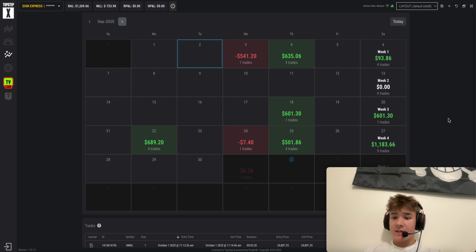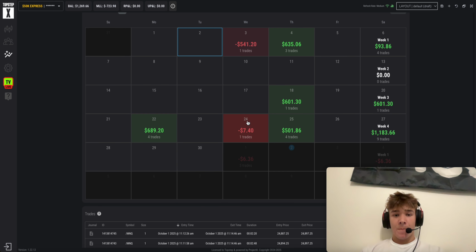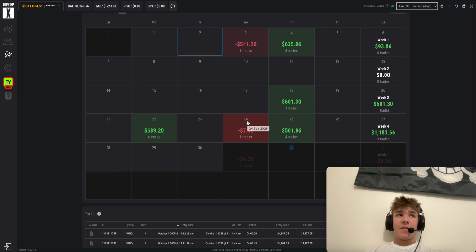Just wait for your A plus setup to come. There's no reason to take trades that are B, C, A minus. Just wait for your A plus setup to come and risk heavy on it. There's no need to take anything less than A plus setup. But the thing is, if you're only taking those A plus setups, you have to size heavy on them. You got to trust yourself and size heavy on them.